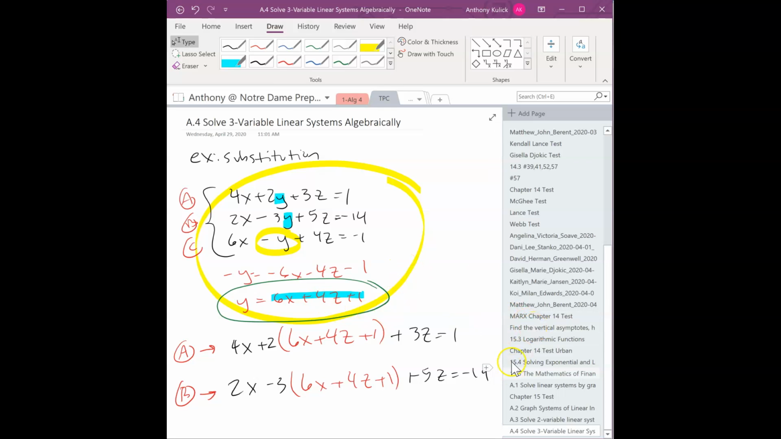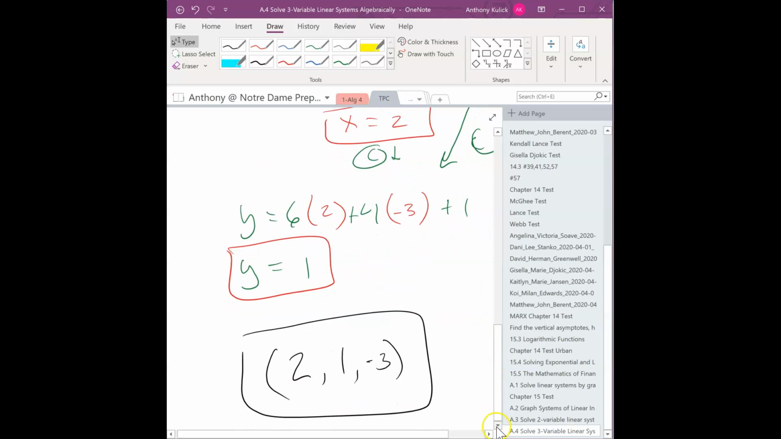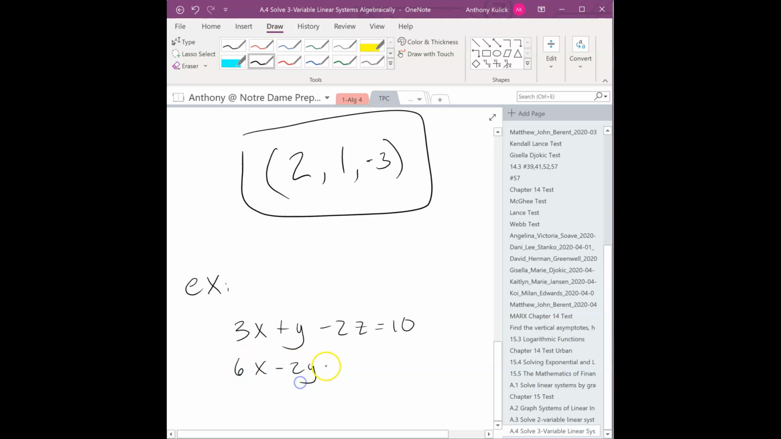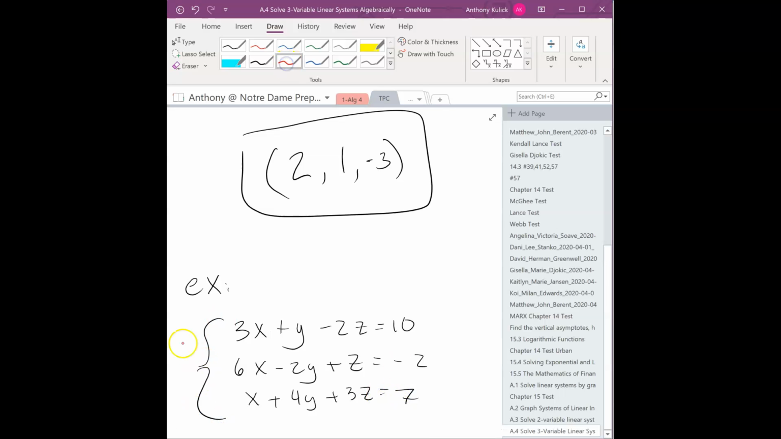Okay, so let's do an elimination example. We'll do another example, but this time we're going to solve this by elimination. So here are my equations A, B, and C.